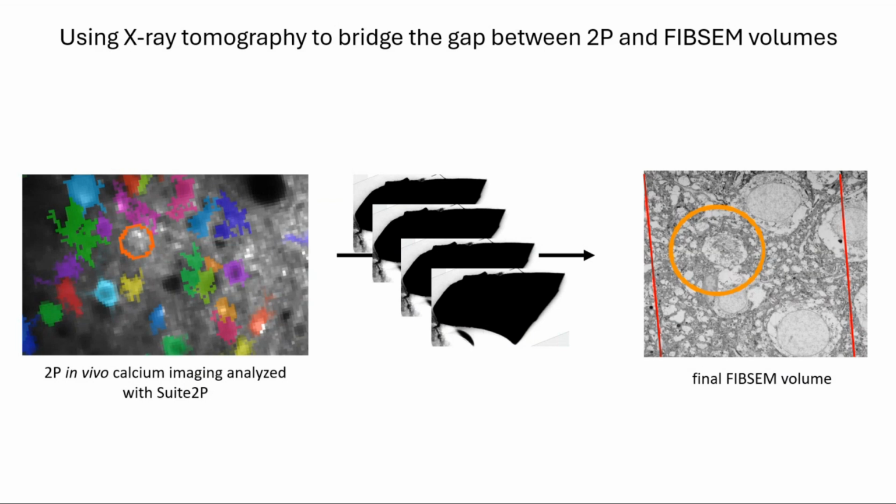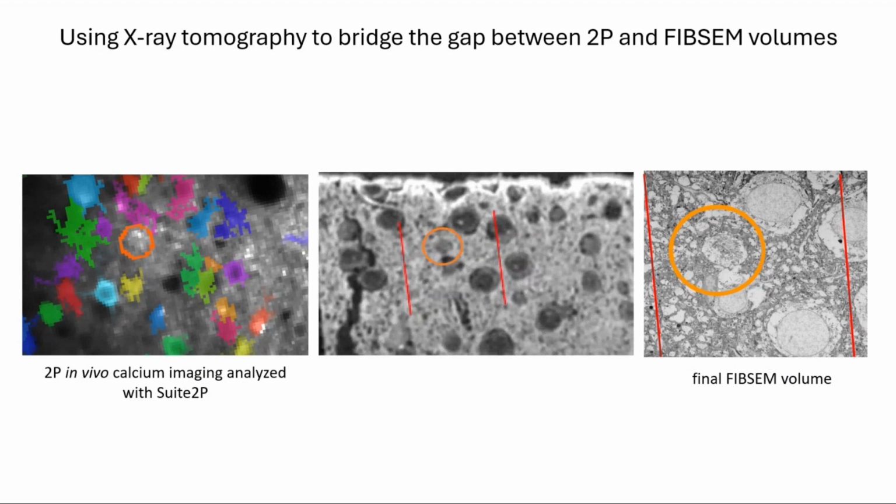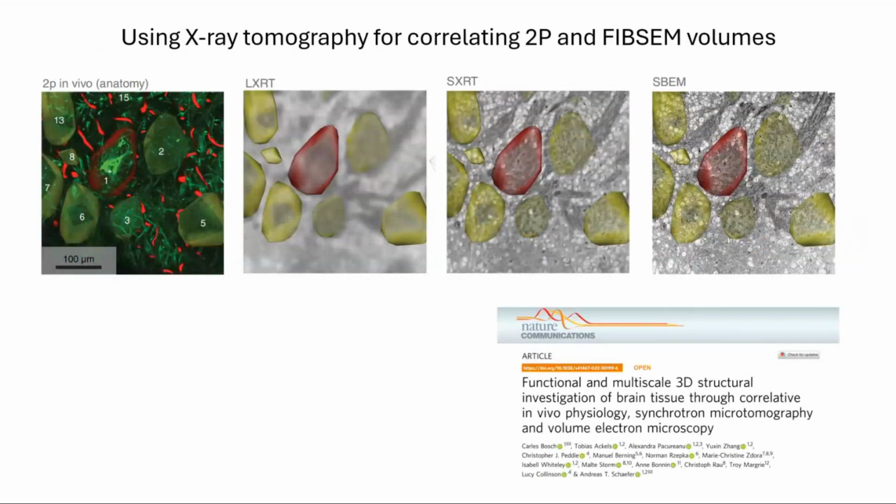We thought to use X-ray tomography because in this way we can see into the slice sections, and we can even make out the cells, and with the right resolution we can find our target cell for the final FIBSEM interrogation. The idea is not new. Carlos Bosch from the CLEM Institute already did the groundwork, and we are following his lead on this.